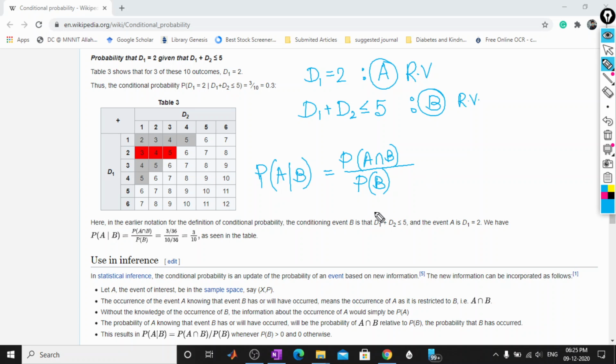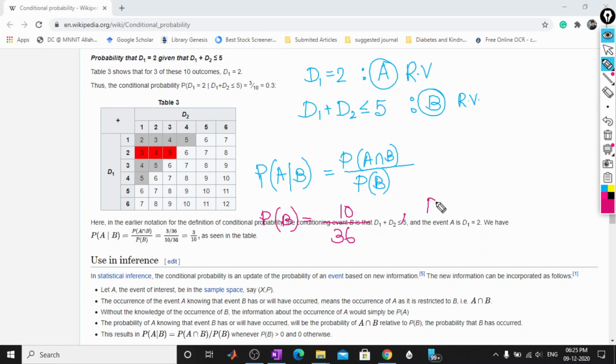First we are interested to calculate the probability of b. We have a total of 36 outcomes, and out of these 36 outcomes we are considering only these 10 events, where the sum of the values will be less than or equal to 5. So only 10. So we got the probability of b.